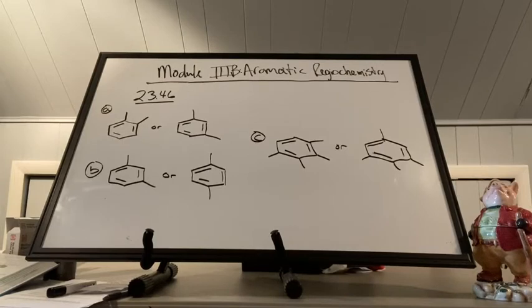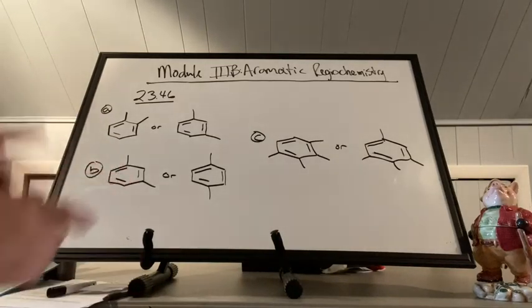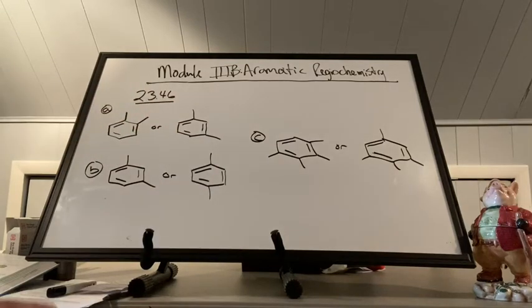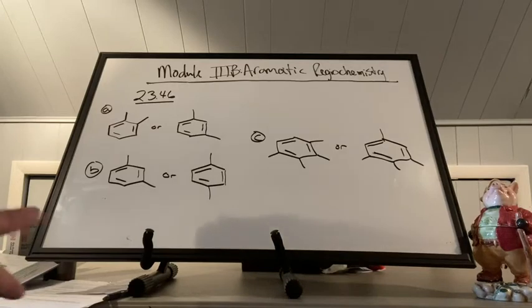All right, so for 2346, you're simply comparing apples to apples each time. You're just looking at different positions and where those methyl groups are going to reside about a ring, and which particular compounds are going to go faster.